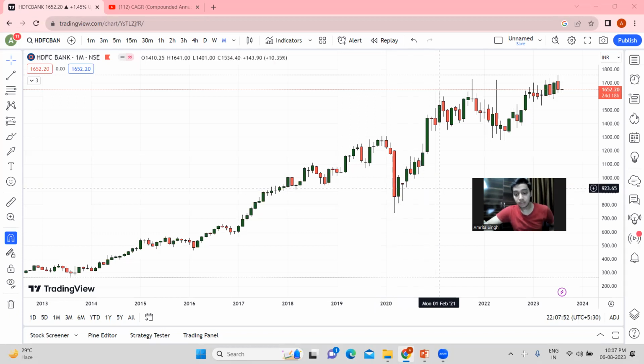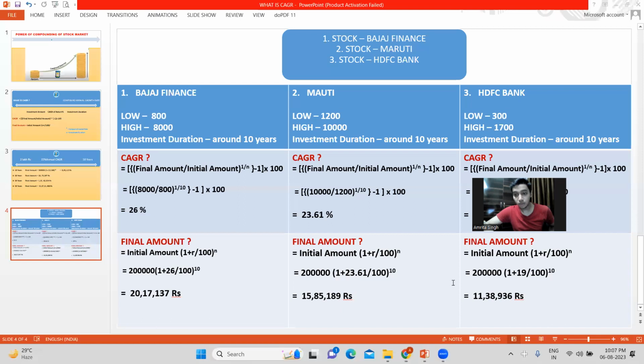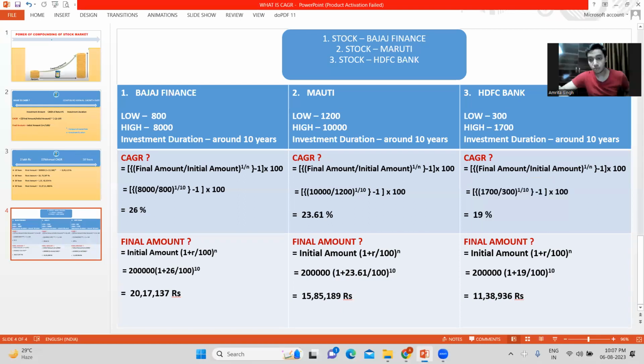So moving back to the calculation, if I want to calculate the CAGR of, sorry, HDFC Bank, here the low is again 300 and the high is 1700, and the duration of time is around 10 years. So I know all these things. I am going to put these three things in the formula, and the CAGR that I'm getting in the case of HDFC Bank is 19%.